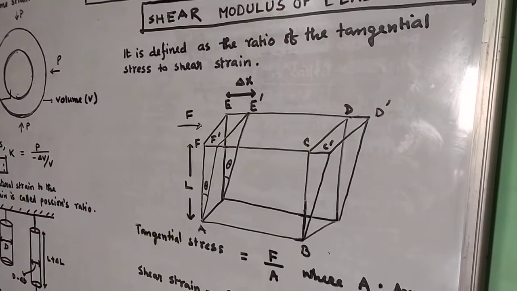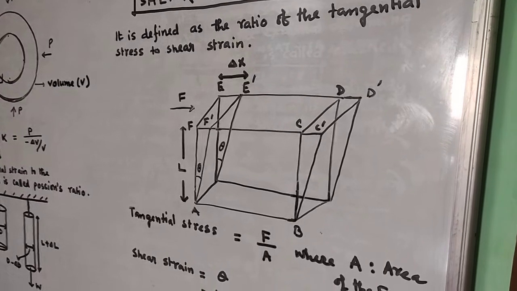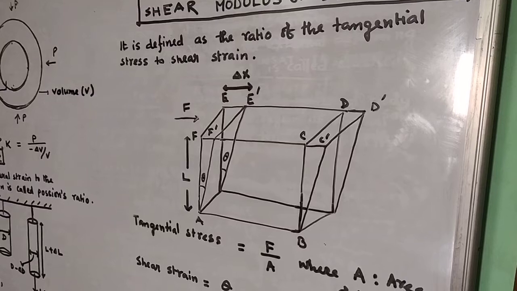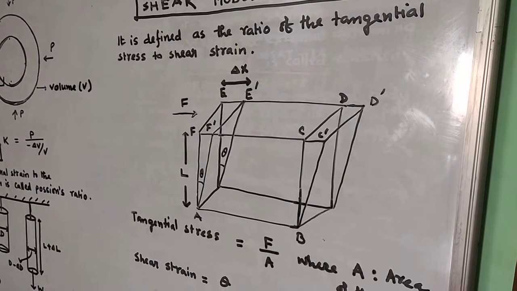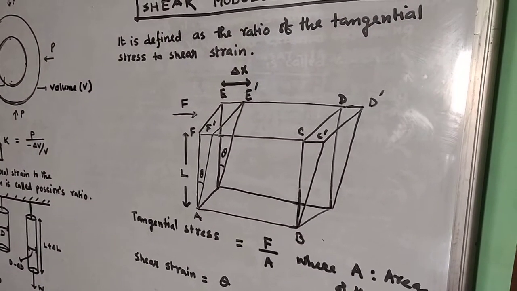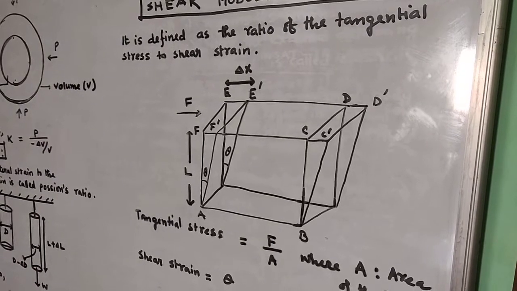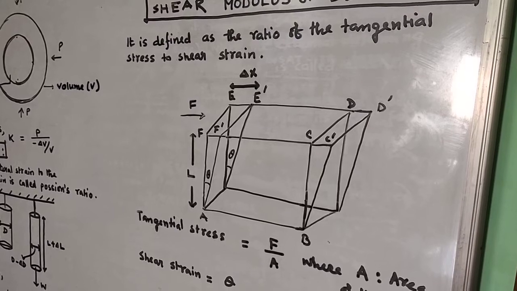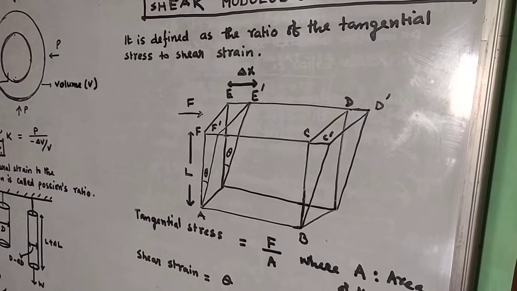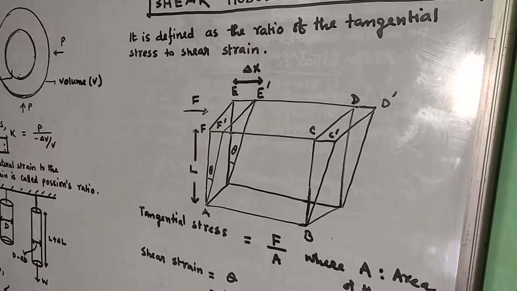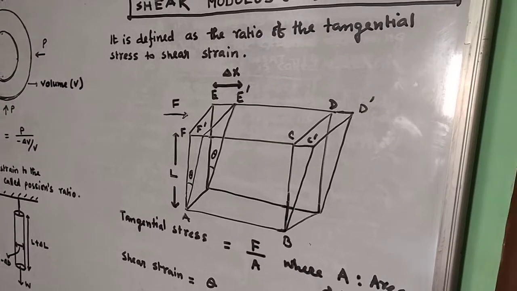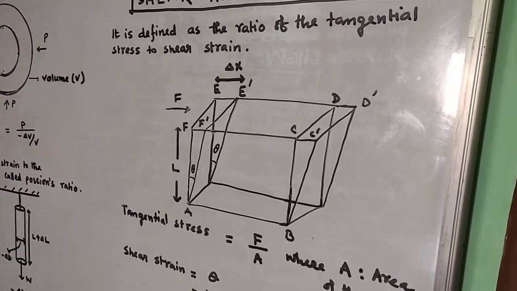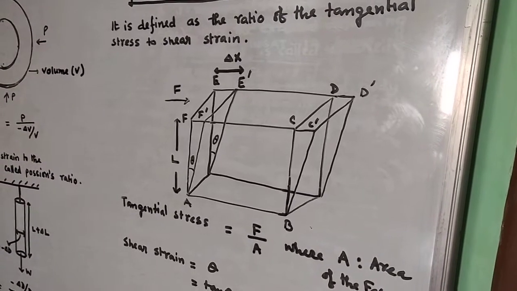So here in this figure you see you do have a cuboid fixed on the surface. Now what we have done, you have applied a force tangentially to the top surface of the cuboid, and as a result the top surface deflects by an angle theta, but the base surface is fixed. Now the edge AF deflected by an angle theta to AF dash, and similarly BC deflected by an angle theta to BC dash. Now tangential stress is nothing but the force by area.